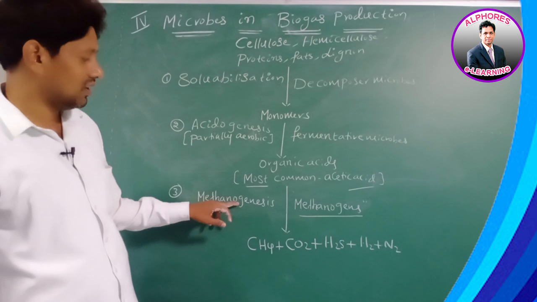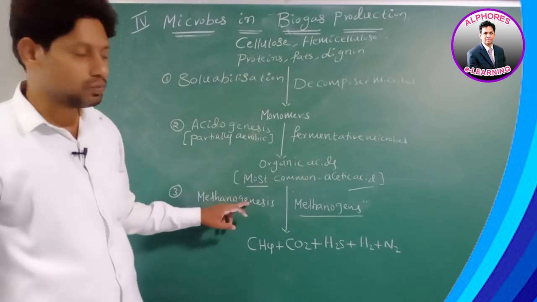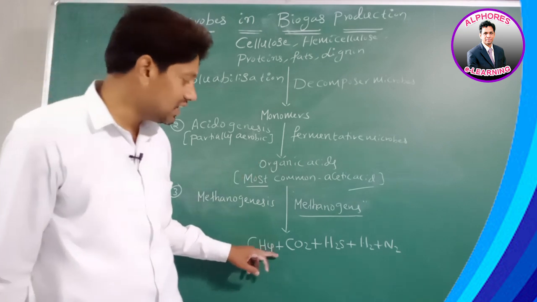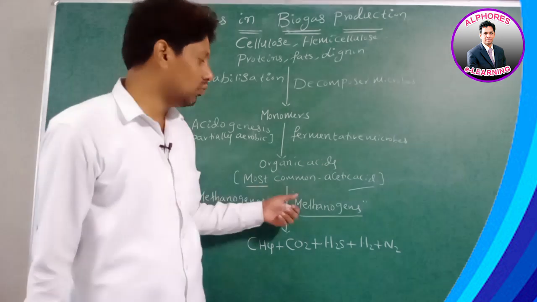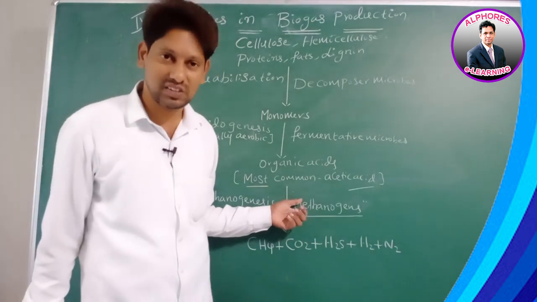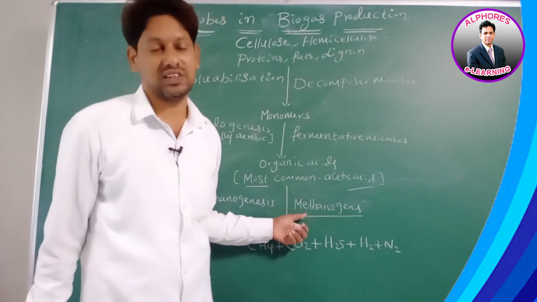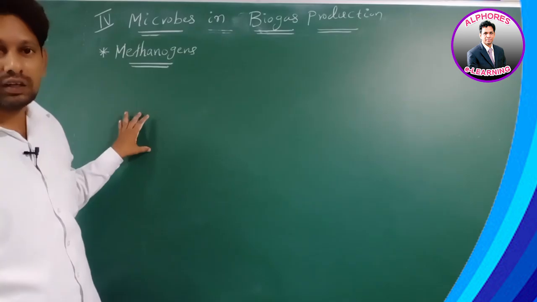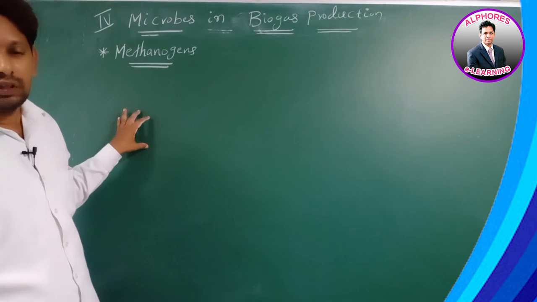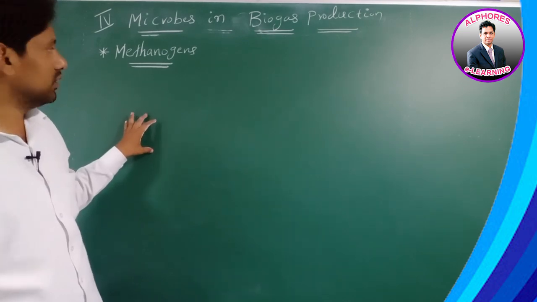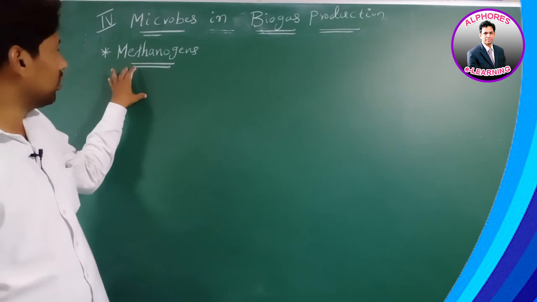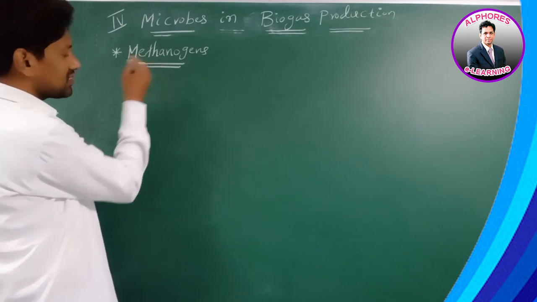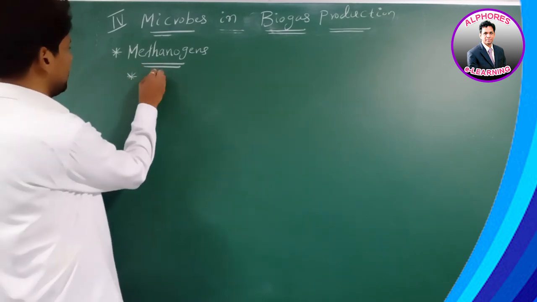Number 3, methanogenesis. During this methanogenesis process, organic acids produce methane gas. This process involves which organisms? Methanogens. Sir, what are these methanogens? Discussing methanogenesis, in this process, methanogens are involved. Methanogens come under archaebacteria.